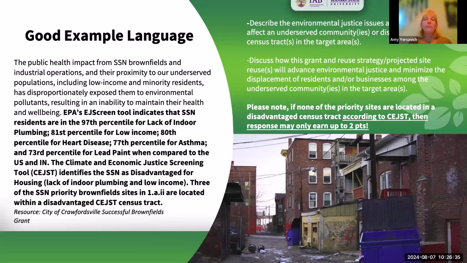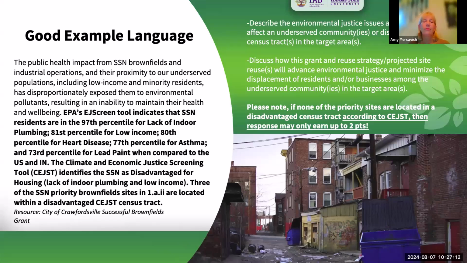So some of the things that the grant application asks you to do: describe your environmental justice issues and how they affect the underserved communities and disadvantaged census tracts in your target area. Discuss how this grant and reuse strategy will advance environmental justice and minimize things such as displacement of residents and businesses among the underserved communities in the target area.